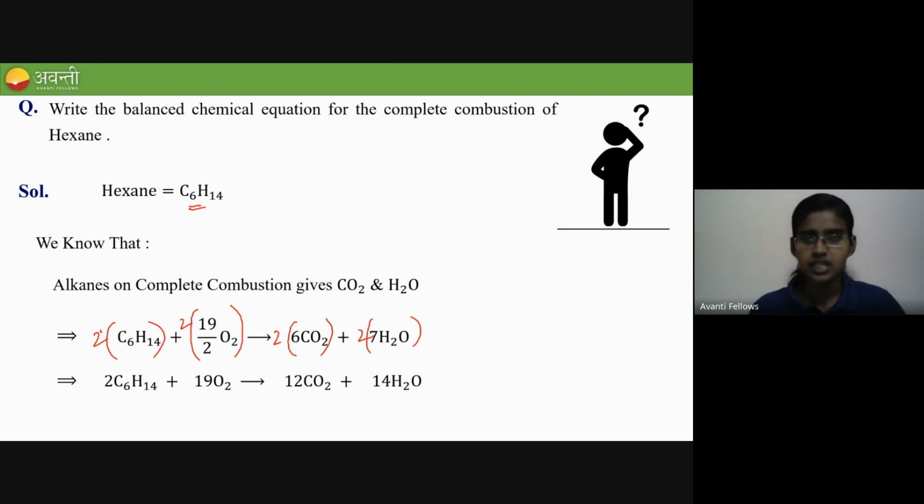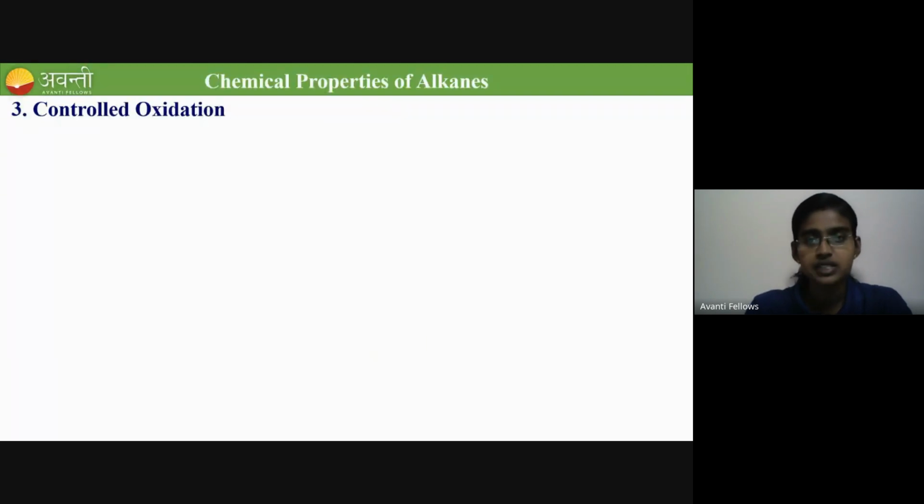Now let us move on to the third reaction, which is called controlled oxidation. Combustion is also an example of oxidation, but we did not control the reaction there. It happened on its own. But in this third reaction, we are going to do the oxidation in a controlled way. Oxidation is nothing but the addition of oxygen, or removal of hydrogen. So here also we add oxygen, but we control the reaction.